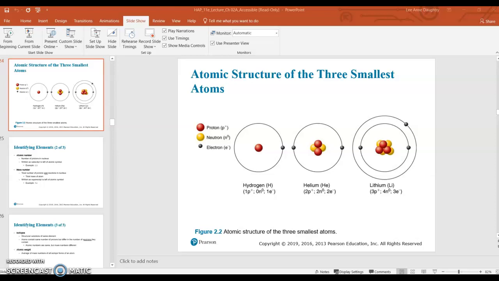This is the second part of the Chapter 2 lecture notes, and we're going to start with slide number 24.